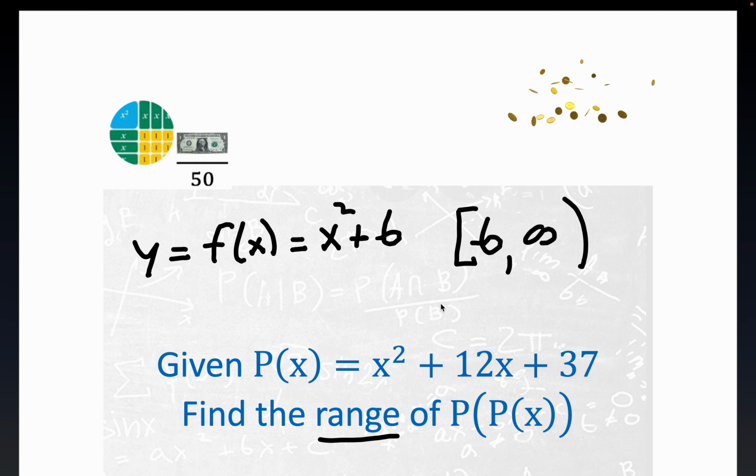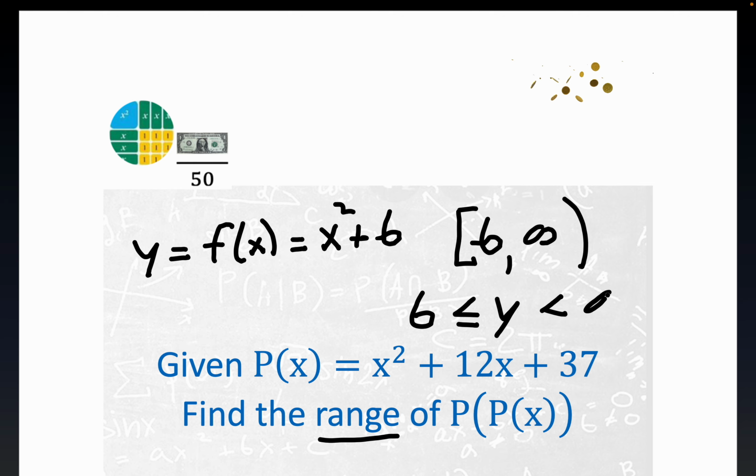And some people prefer to see it written like this, a little more explicit: 6 less than or equal to y and unbounded, less than infinity. Okay, this is a little more explicit. All these numbers are the values that this function can take on.